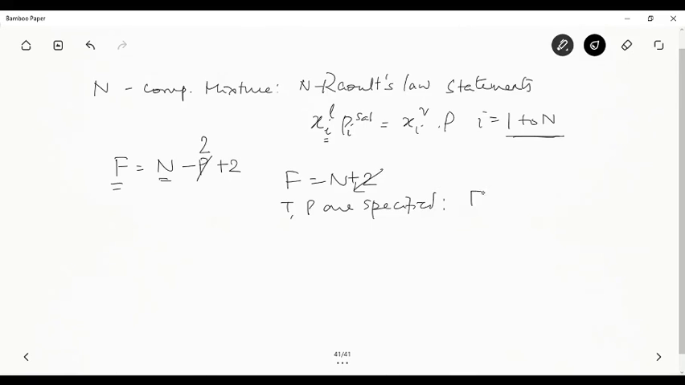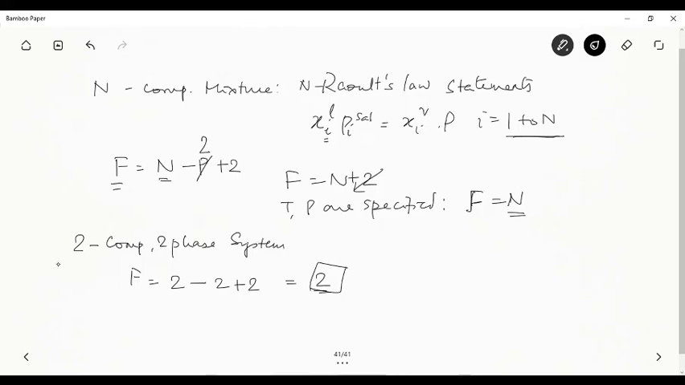So you get f is equal to n. So you need to actually have n more equations in order to get the composition. So if I take a simple case of a two-component, two-phase system, then f is equal to 2 minus 2 plus 2, which is equal to 2. So there are only two variables that need to be specified.